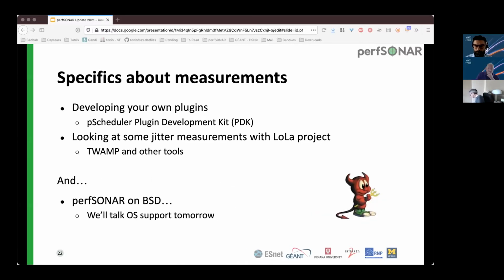So yes, we know some of you asked for running perfSONAR on BSD. We're not there yet, but we will be mentioning the OS support and asking for your feedback about which OS you want perfSONAR to run on during the workshop tomorrow.